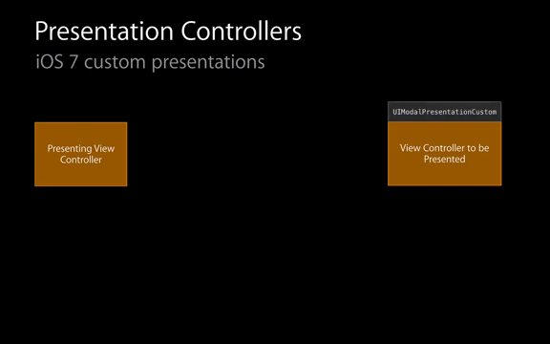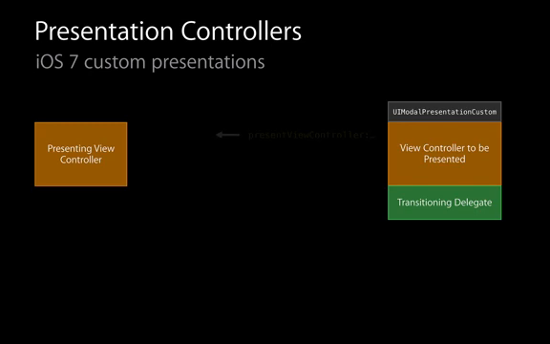First of all, for the view controller that you wanted to present, you would set the presentation style to custom. You would also set a transitioning delegate on that view controller to be presented. And then you would just present the way you normally do. You tell the presenting view controller, present view controller, at which point the system takes over.